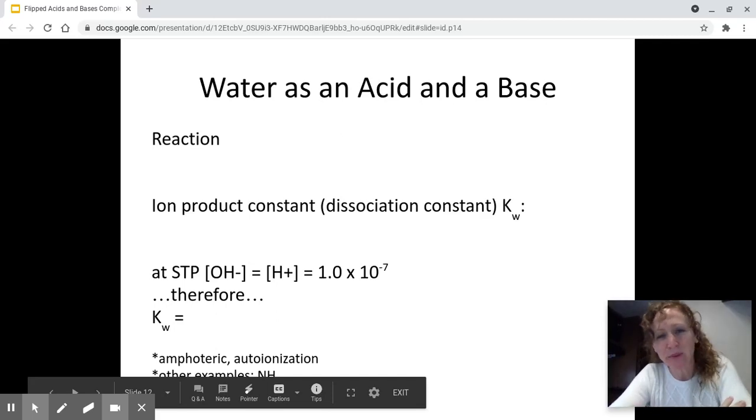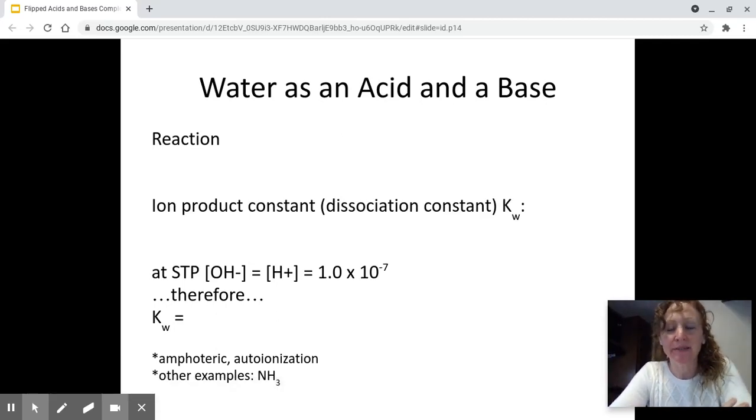Hi, AP Chemistry. Welcome back to talking about acids and bases. We're going to talk about water a little bit. We've kind of ignored water and water's role in acid and base reactions, but I want to revisit some reactions that we talked about yesterday and talk about the role of water.